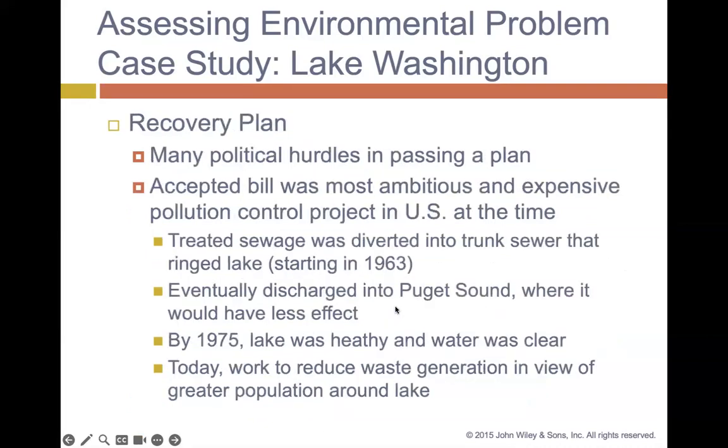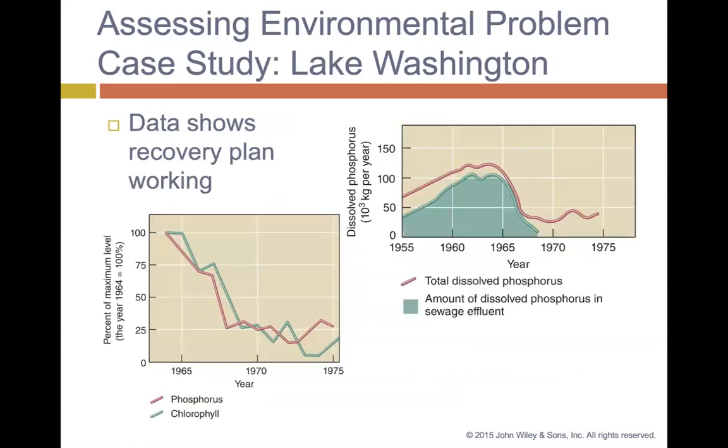So the recovery plan is that there were a lot of political hurdles in passing a plan. Eventually, there was an accepted bill to try to treat the sewage and divert it into a trunk sewer rather than the lake. And eventually, it discharged it into the Puget Sound, where it would have less effect. And by 1975, 20, 30 years later, the lake was healthy, the water was clear. And today, they work to reduce waste generation in view of the greater population around the lake.